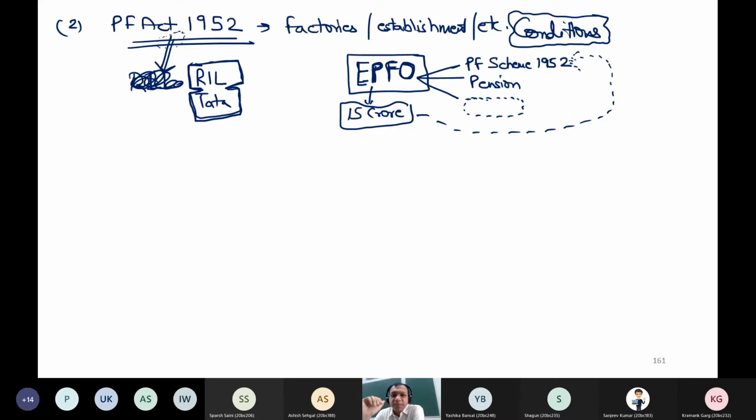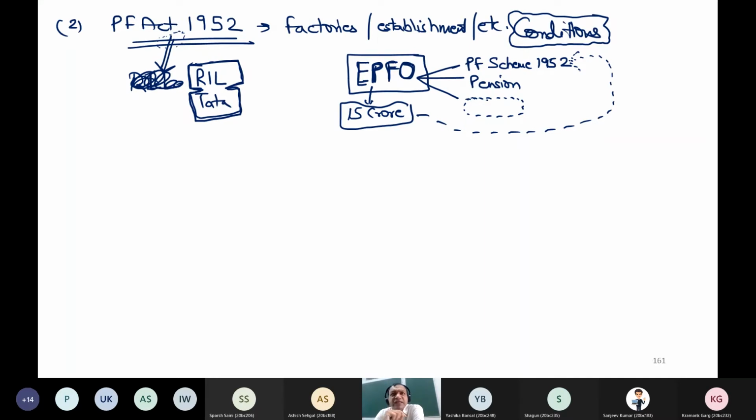Huge number of factories we have in India. So to provide them safety, we have this organization, Employees Provident Fund Organization. It is compulsory for so many factories and establishments.